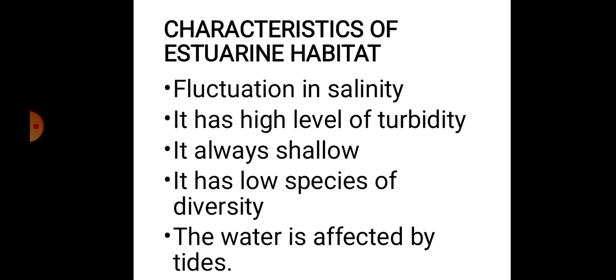Number one, we have fluctuation in salinity. Salinity is lower at the mouth of a river and gets higher towards the sea. Salinity is also affected by season. While rainy season reduces salinity due to addition of fresh water, dry season increases it.